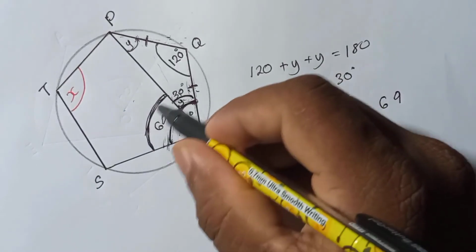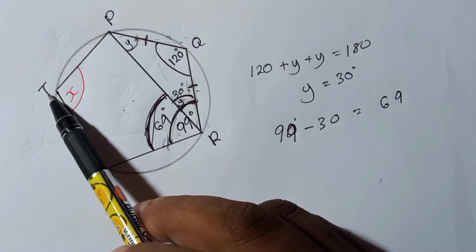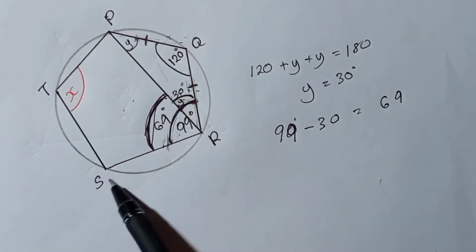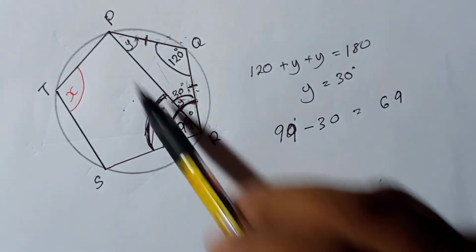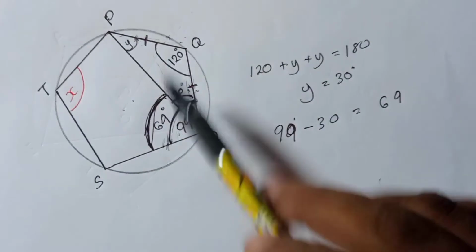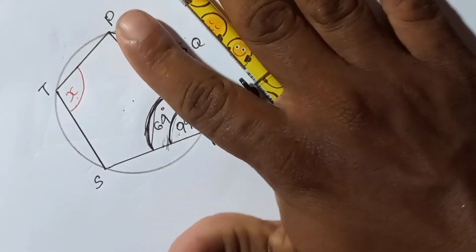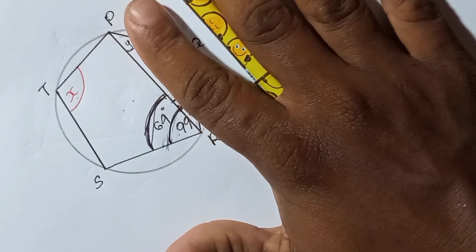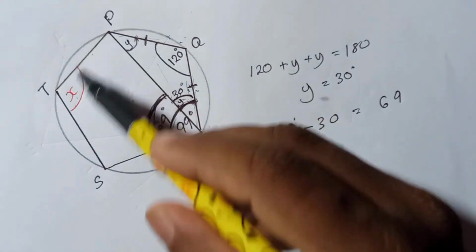This one is 69. Right. Now if you consider only this quadrilateral, PTSR, this one, this is a cyclic quadrilateral. Forget about this part now. Only think about this part, right? This is a cyclic quadrilateral.